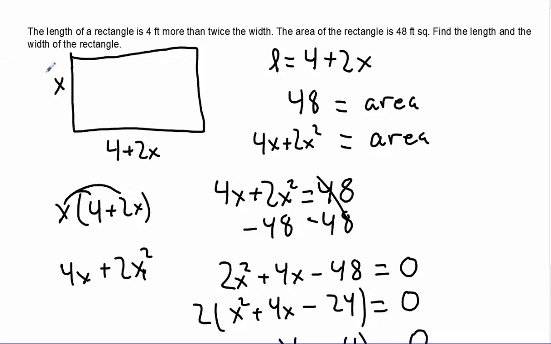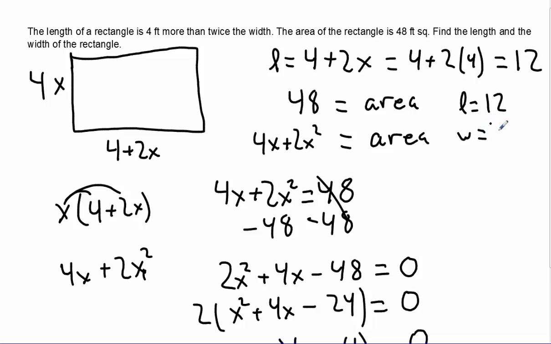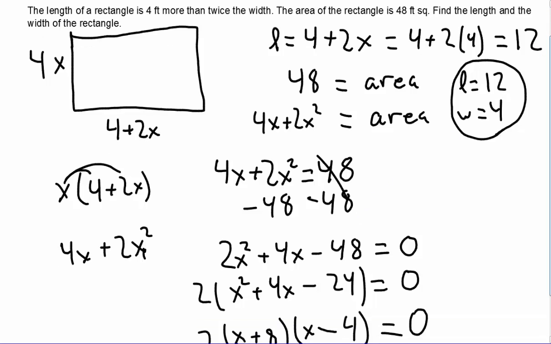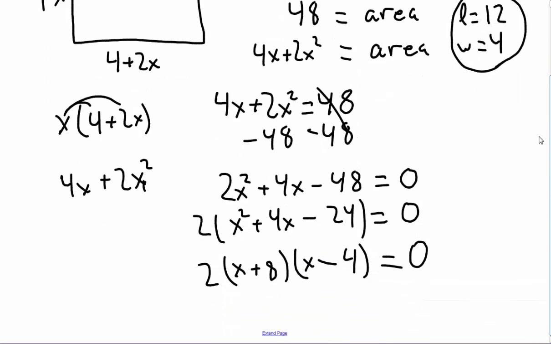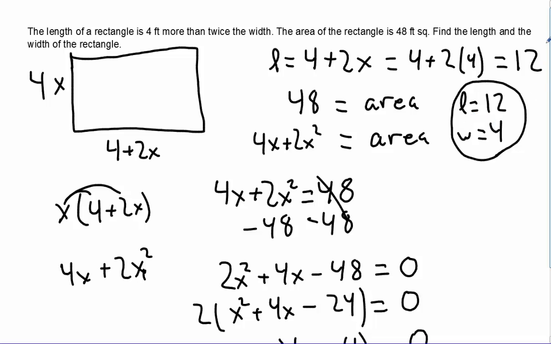Okay? So we know that x is 4, so that's the width, but the length is equal to 4 plus 2x. So 4 plus 2 times 4 is equal to 12. So the length is 12, width is 4, and your final answer is that. So, see, we took a kind of not really confusing problem and used factoring to find out that the length is 12 and the width was 4.